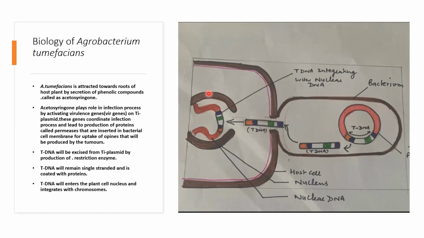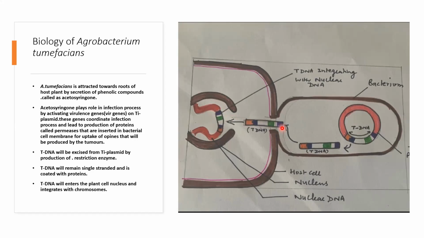Now, this is the nucleus of the host genome. In the nucleus, chromosomes are found. On chromosomes, DNA is found. Now, this is the host DNA. This tDNA will get integrated into the host DNA. When this gets integrated, the oncogenic genes are responsible for causing the production of hormones, auxin and cytokinins, which will cause uncontrollable growth of the cell, leading to the formation of tumors.